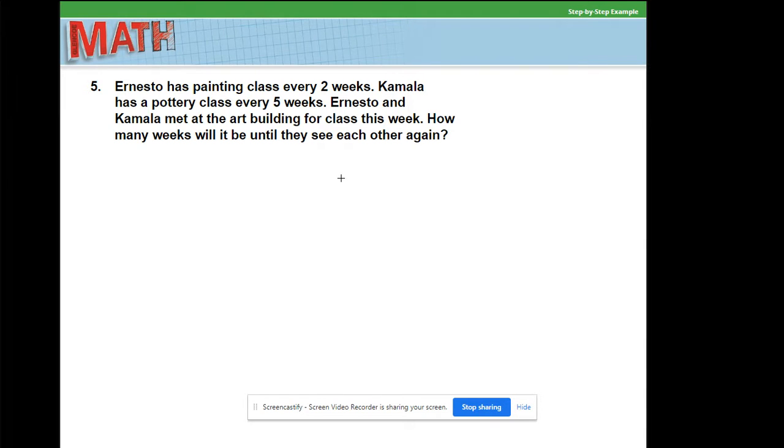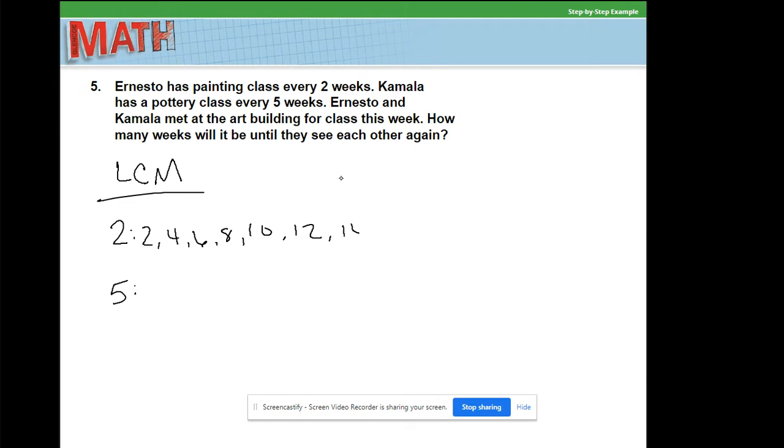So this one is an LCM, and we are going to list out the multiples. We're going to list out each multiple of 2 and 5. So we have 2, 4, 6, 8, 10, 12, 14. You don't have to do that many, but I like doing enough so I have room to see what I'm doing. Then we have 5, 10, 15, 20. And let's look.